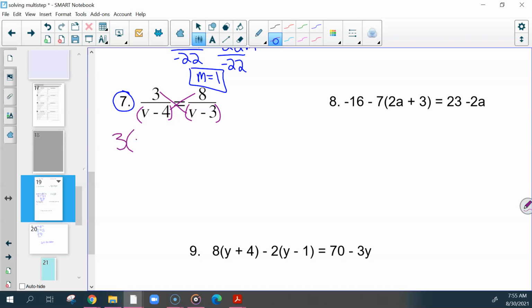The order in which you write this does not matter. If you end up with this on the left side, that's fine. It should work out the same. From there, distribute. 3v minus 9 equals 8v minus.